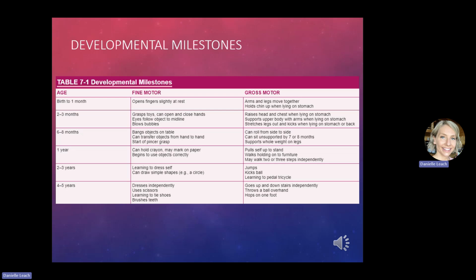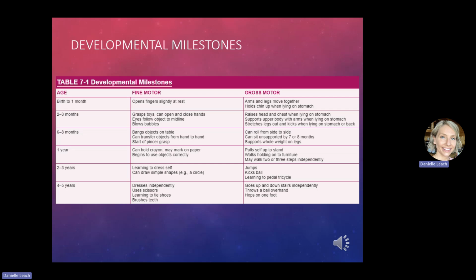Some examples of developmental milestones are shown in this chart, which is from your book. These are just some examples, of course, and this only goes up to 5 years of age. I do suggest that you look in your book starting at page 147. It does list this in more detail. It's just way too much information to put on a PowerPoint presentation. So look in your F.A. Davis book and in your ATI book for more developmental milestones.